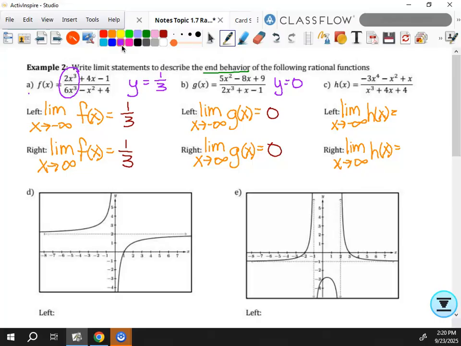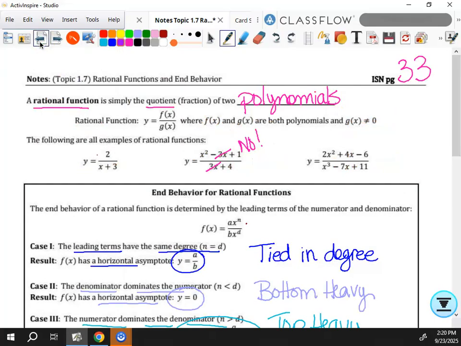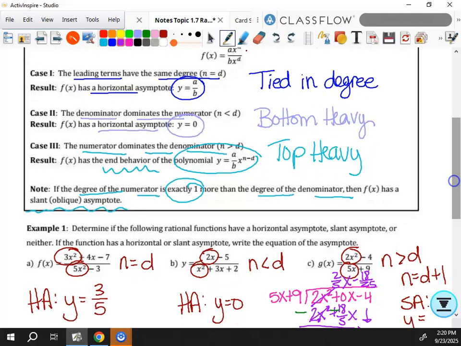But I don't have to divide the whole thing, because let's look at the wording difference here. Case 1, it says I have a horizontal asymptote right here. I have a horizontal asymptote right here. This doesn't say I have an asymptote at a specific place. It says we have the end behavior of whatever we get when we divide this.